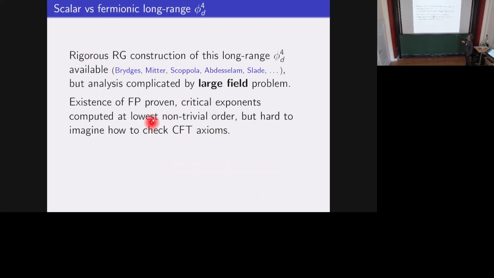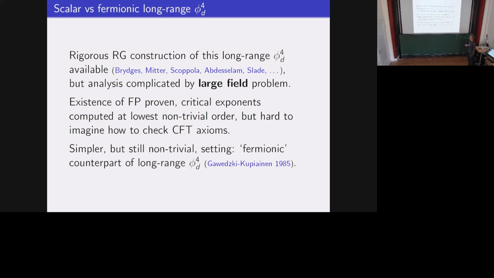Okay. So due also to these technical complications related to the large field problem, the existence of the fixed point has been proven. Critical exponents have been computed at lowest non-trivial order, showing in particular that there are so-called anomalous exponents. When I say anomalous exponents, I mean exponents that are different from those of the reference Gaussian theory. But actually, the results are partial, and it's hard to imagine how to check detailed properties such as CFT axioms in this setting.